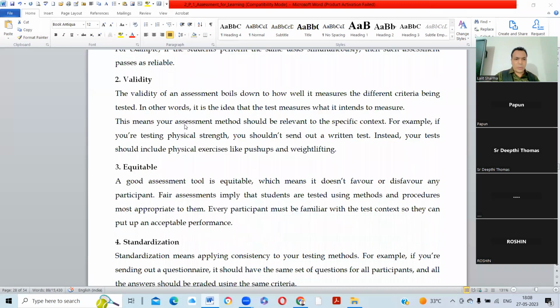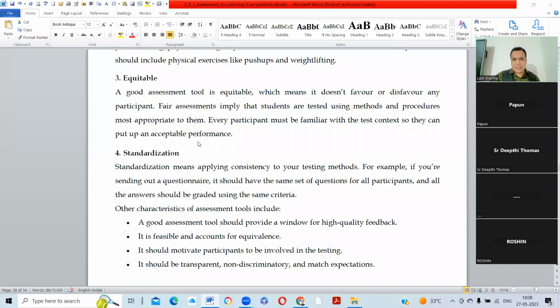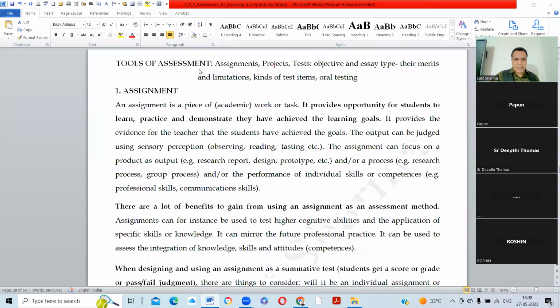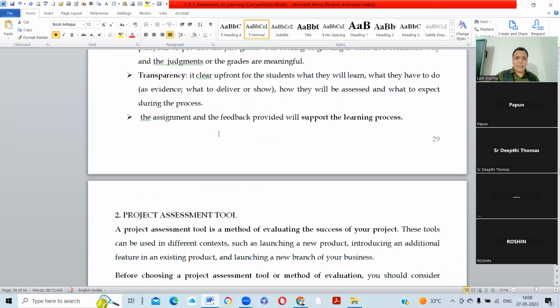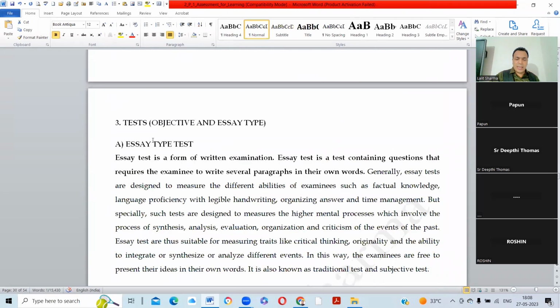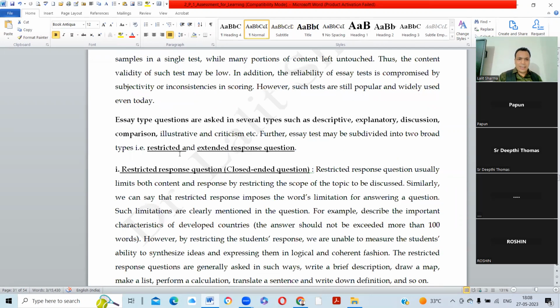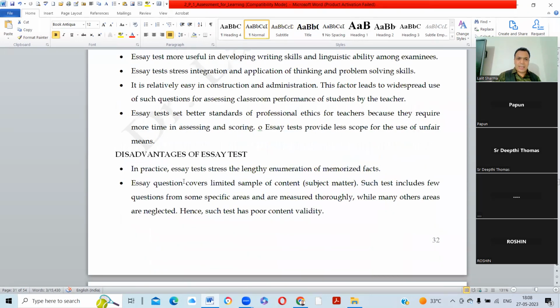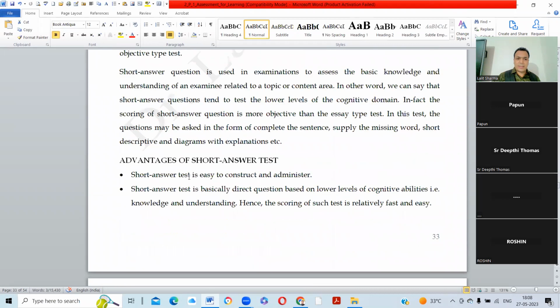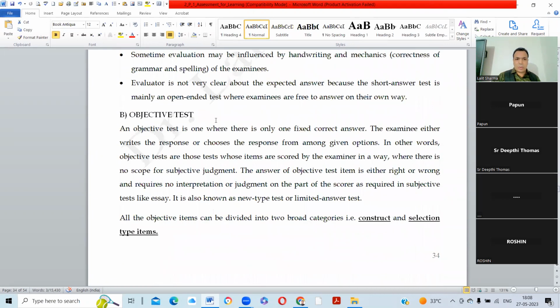So basically these are the two points, and if you want, you can also write equitable and standardization. Now look, the tools of assessment have come: project tests, assignments, right guys? Project assessment tools, and essay type tests. You know about essay type, the theoretical tests. So all these tests have come, with the advantages and disadvantages of essay type tests. Then, guys, objective tests, you know that. There are multiple choice tests, filling the blanks, yes or no, all these things. These are the tools of assessment. This thing we are doing.